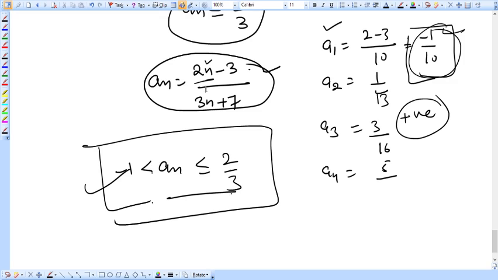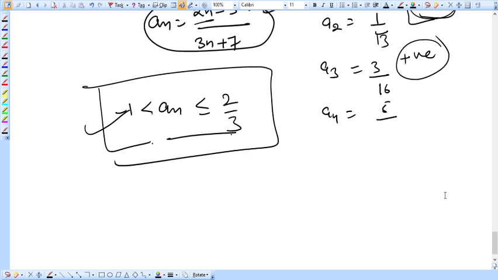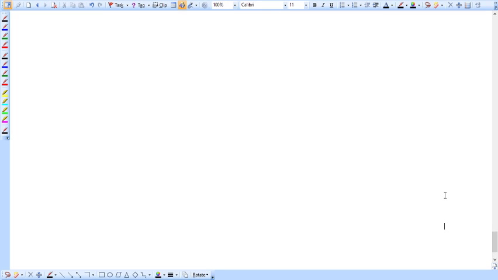So now next we are going to talk about least upper bound.